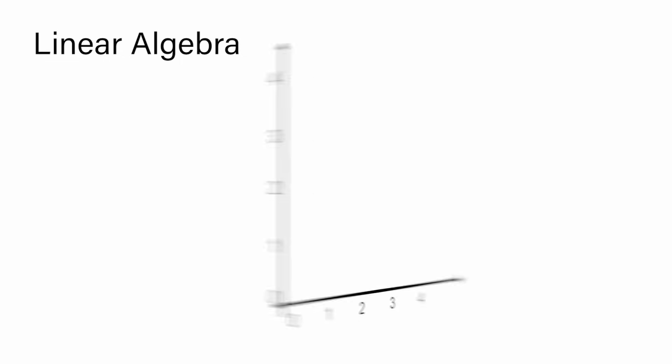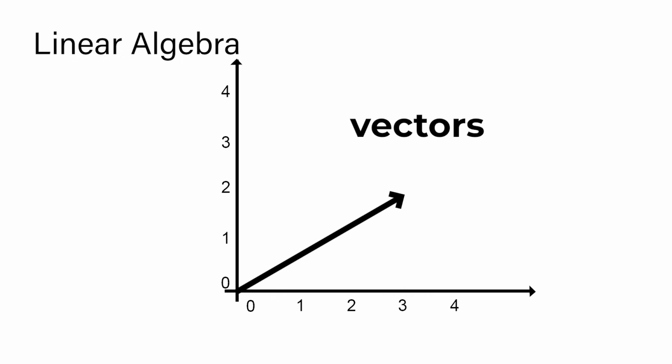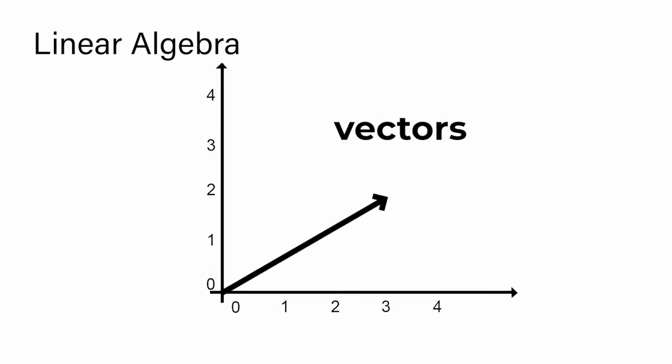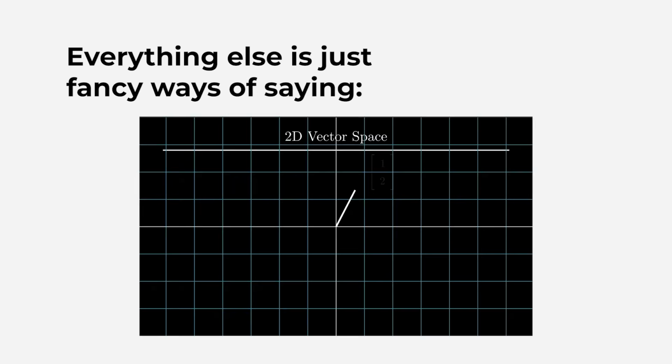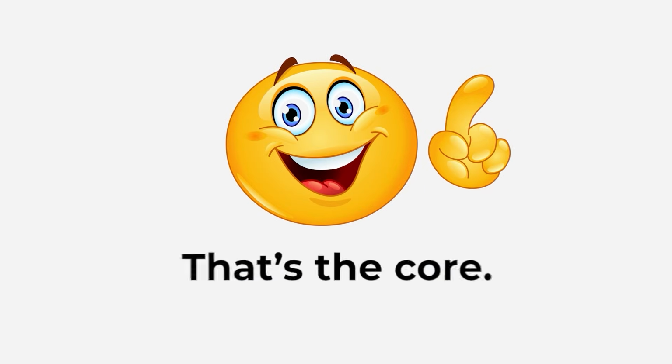Forget the scary name. Linear algebra is just the math of arrows and how we transform them. These arrows are called vectors. The machines that transform them are called matrices. Everything else is just fancy ways of saying, take this arrow, do something to it, and see what happens. That's it. That's the core.